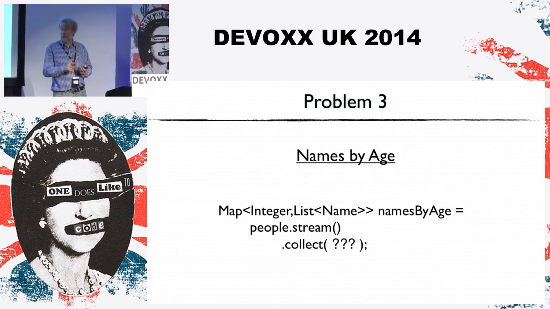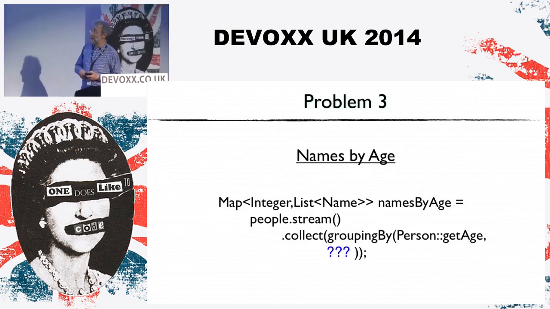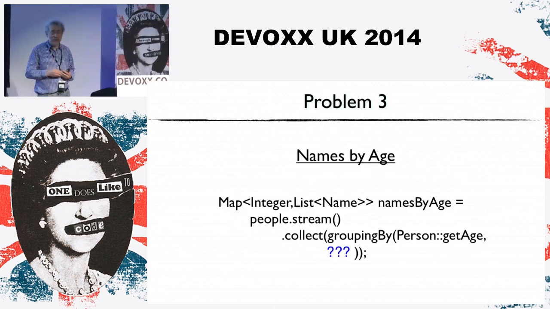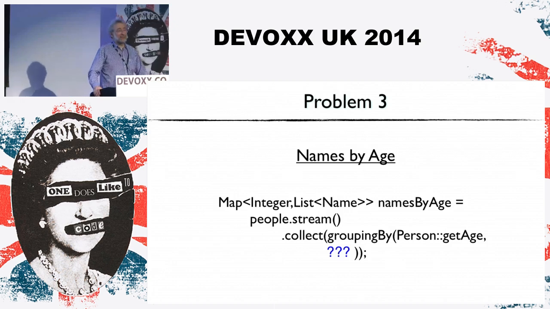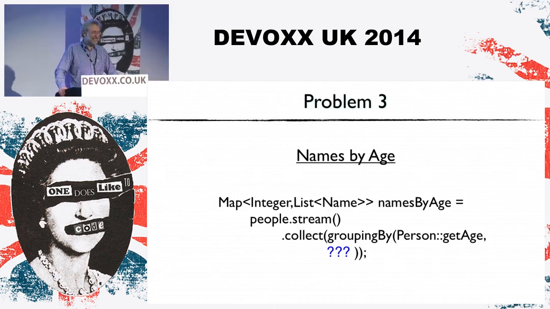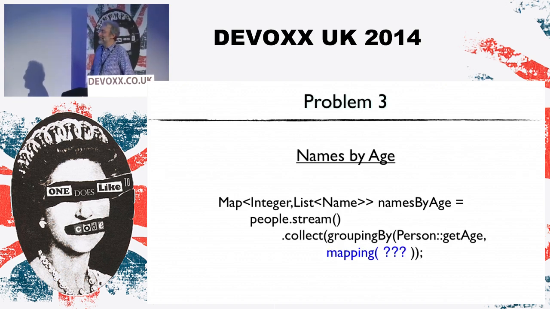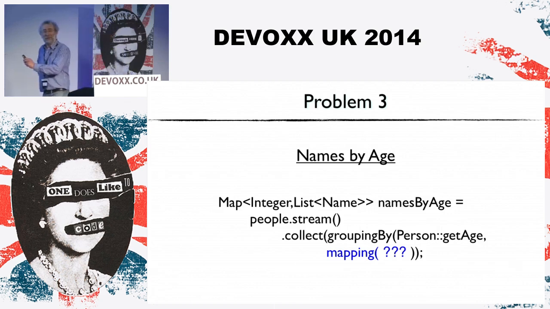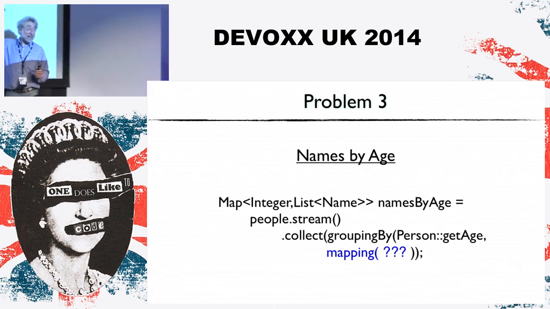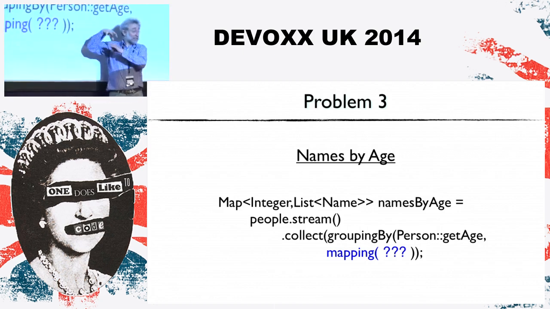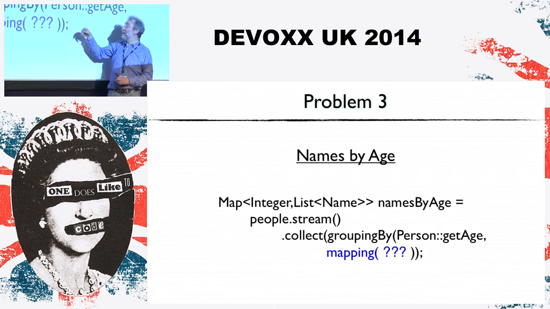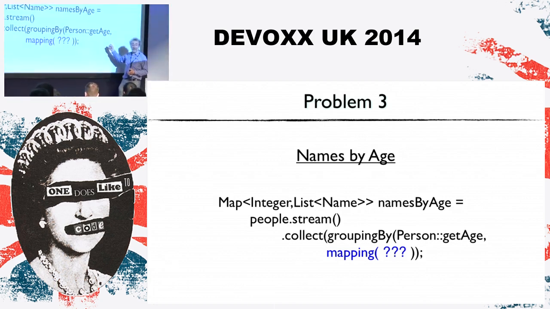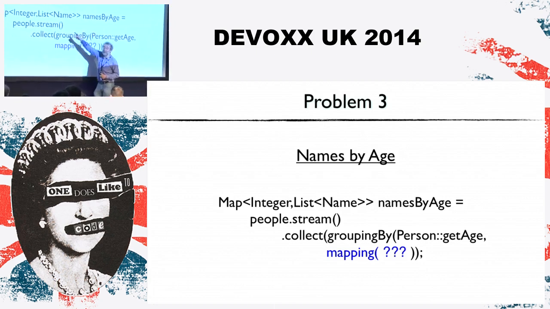Okay. So I've got grouping by to start off with. That's going to be okay. So I'm grouping by person get age. So that's given us the split. Map and person get name. Too easy. Everyone with it so far? Well, this is a sandwich thing. What we've done is we've separated them out by age, but now we want to get their names in the end. We're going to collect those names into a list.